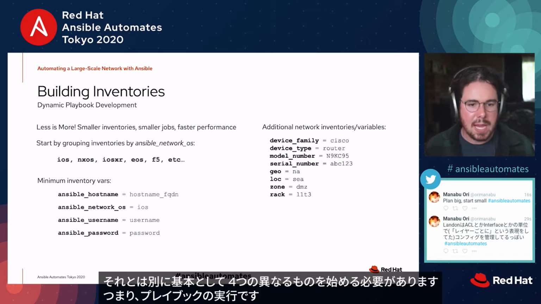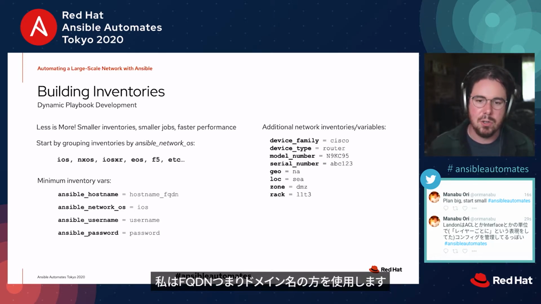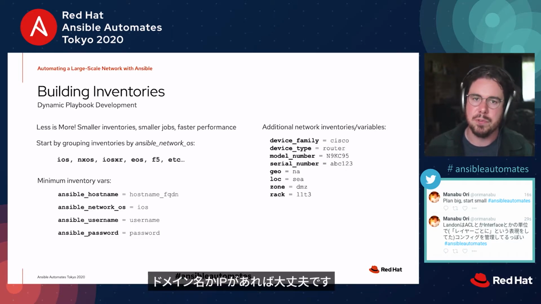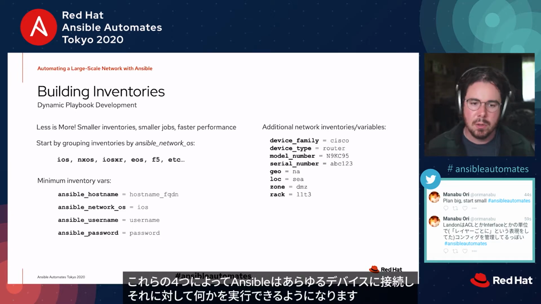So separate from that, there's 4 different things we need to get started with running a basic playbook. The Ansible hostname, obviously, you need an IP or an FQDN. I normally go for the FQDN, domain name, just because if you can, DNS is a great thing to be able to use. But it also will allow IP addresses. So if you have a domain name or an IP, you're fine. And then username, password, obviously, and again, network OS. Those 4 things will allow Ansible to connect to any device and start running things against it.